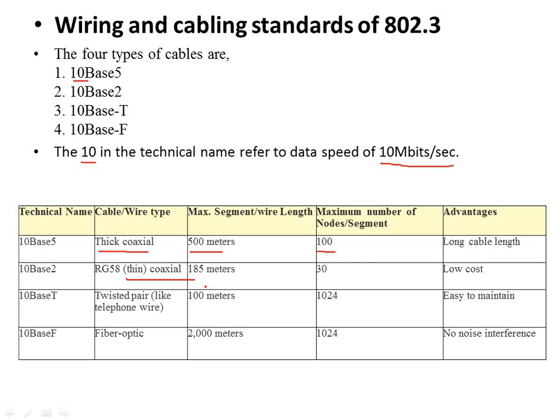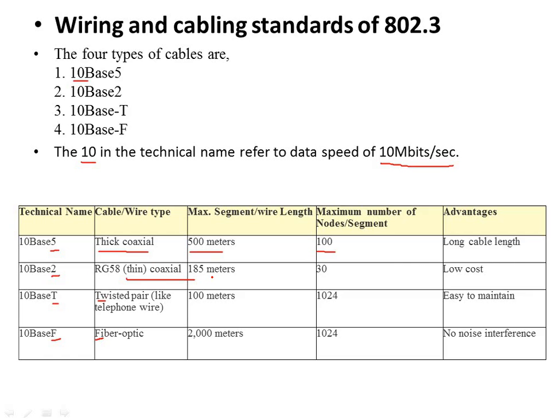And the next one is 10 base F. F is related to fiber optics, so you can easily remember this. T means twisted pair, and F means fiber optics. Okay, so this is how you can easily remember these notations. The 5 in 10 base 5 you can consider for 500 meters, and the 2 you can consider approximately 200 meters.